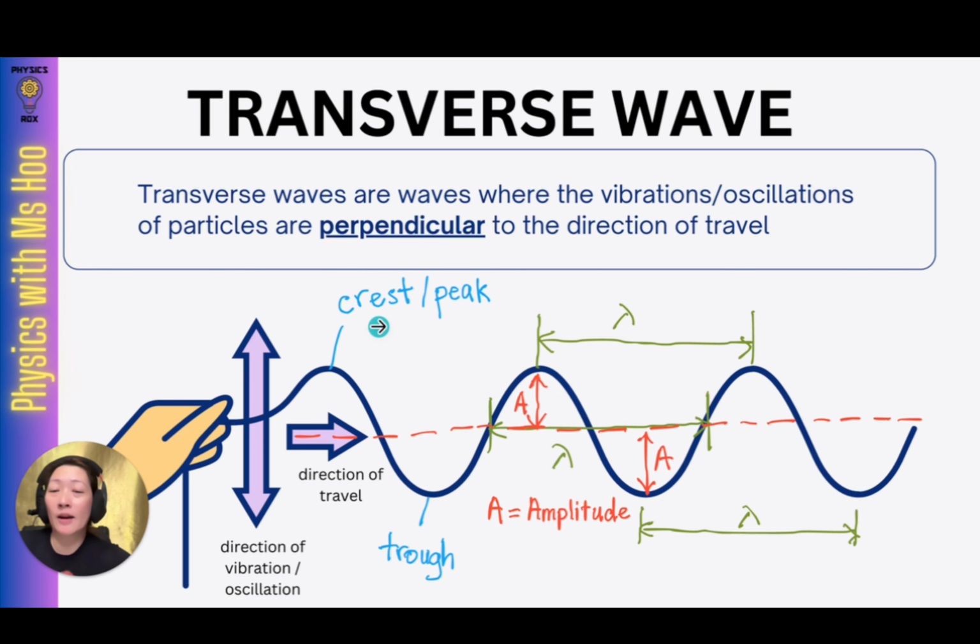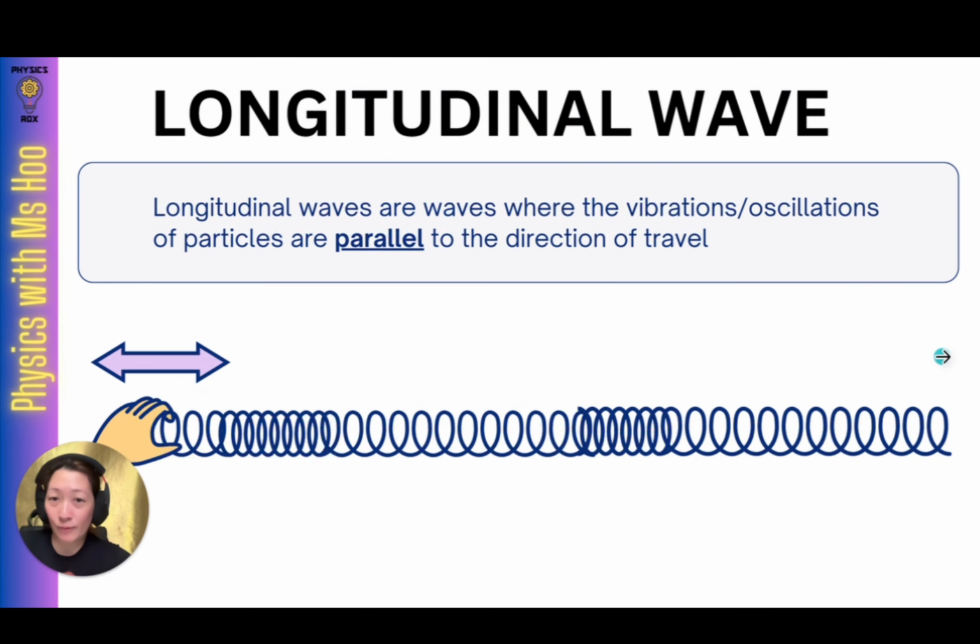So these are the two key phases of the transverse waves and how we can measure the wavelength and amplitude. Now let's take a look at the longitudinal wave. So in this diagram, the longitudinal wave is represented by the slinky spring. The hand here is mimicking the source of energy, so it's oscillating the spring parallel to the direction of travel.